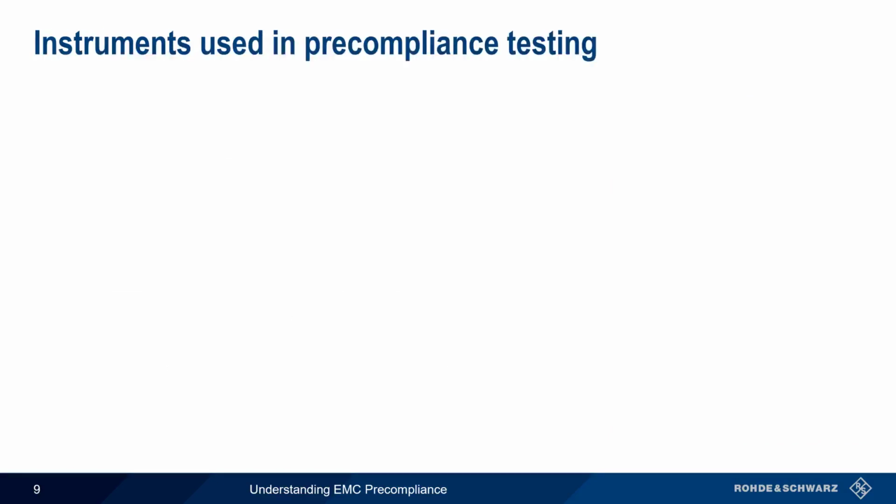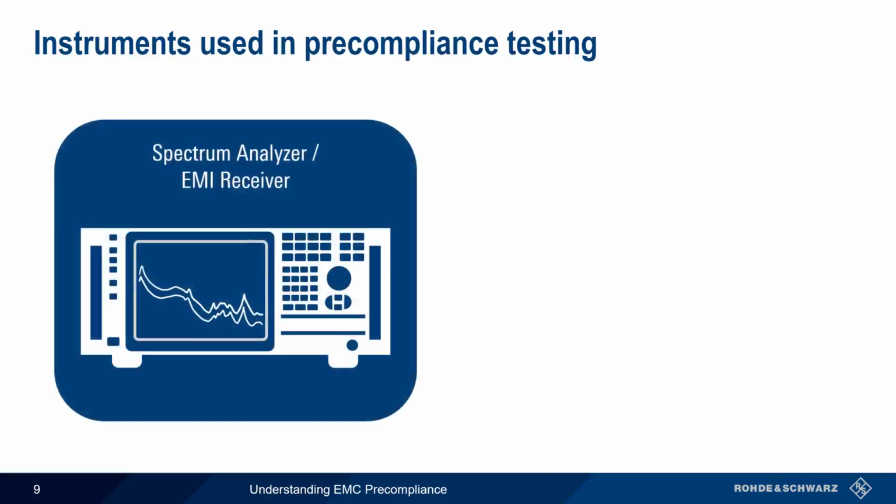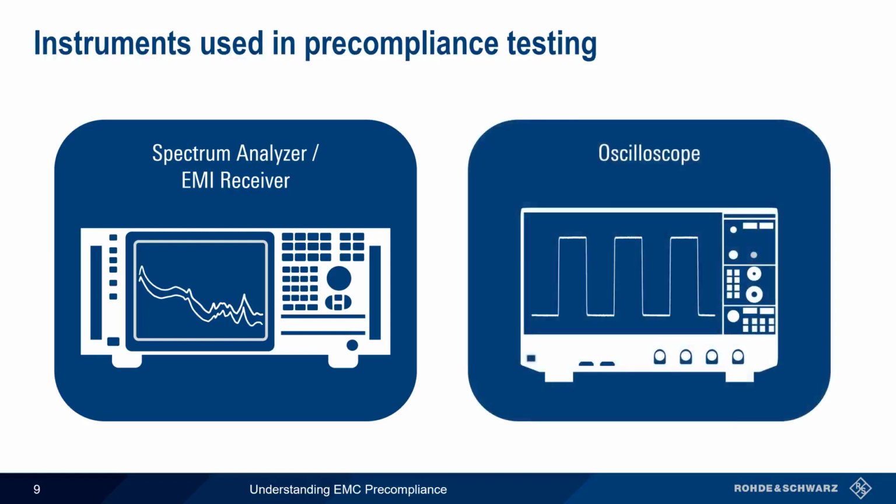Next, we'll look at the two main categories of instruments used in pre-compliance testing. Spectrum analyzers and/or EMI receivers are most commonly used to measure emission limits, whereas oscilloscopes are primarily used for debug and/or troubleshooting. Let's start by looking more closely at spectrum analyzers and EMI receivers.